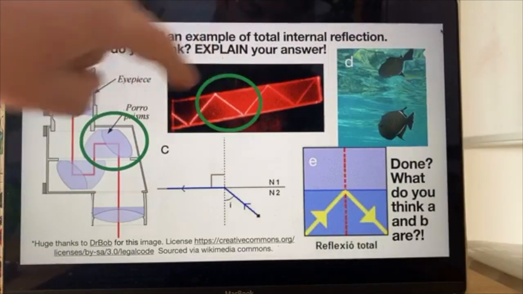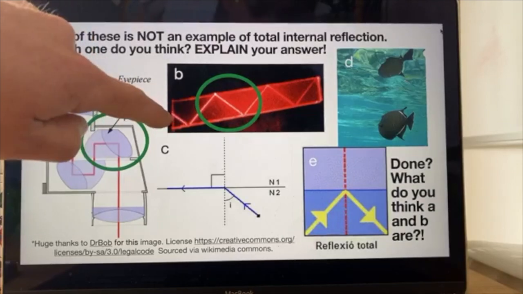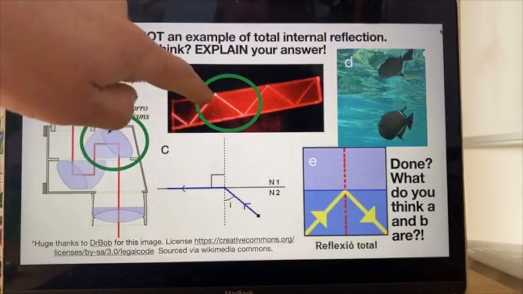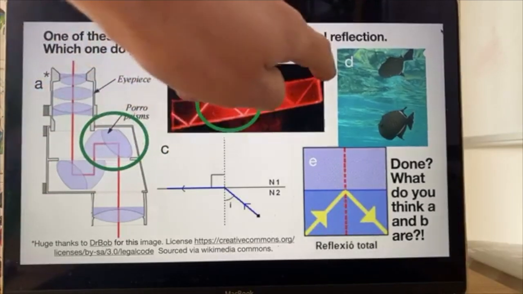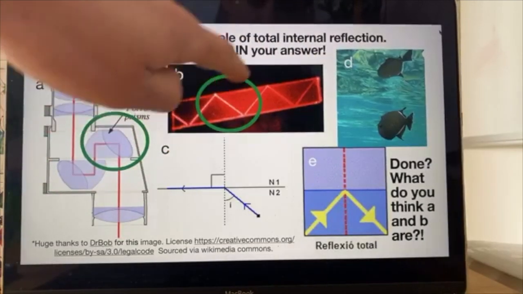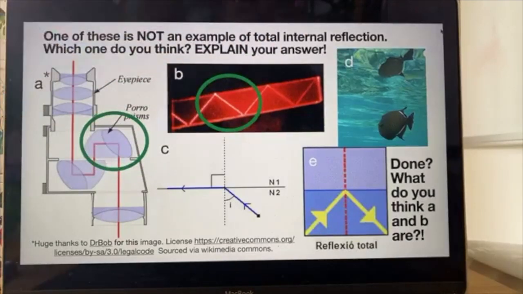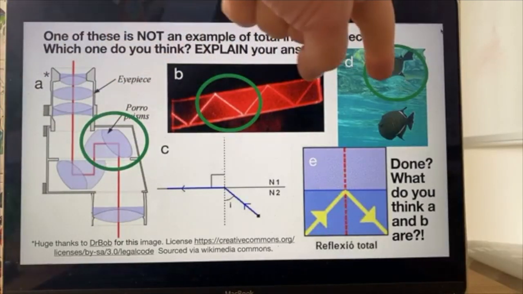B is indeed total internal reflection. This is a ray of light, kind of like a laser, which is being totally internally reflected along a tube. It's not coming out of the tube. There's no reason why you would know that. We will learn about this. D, well done.